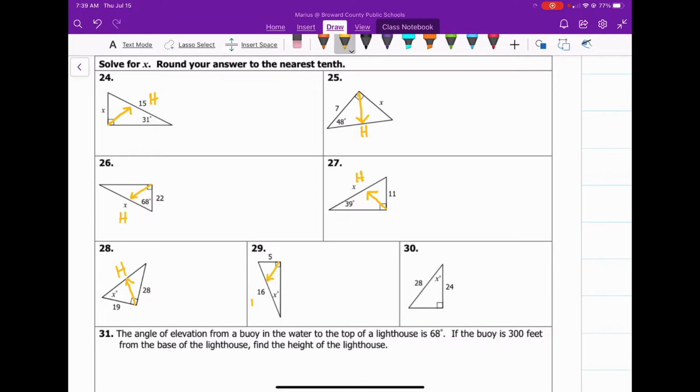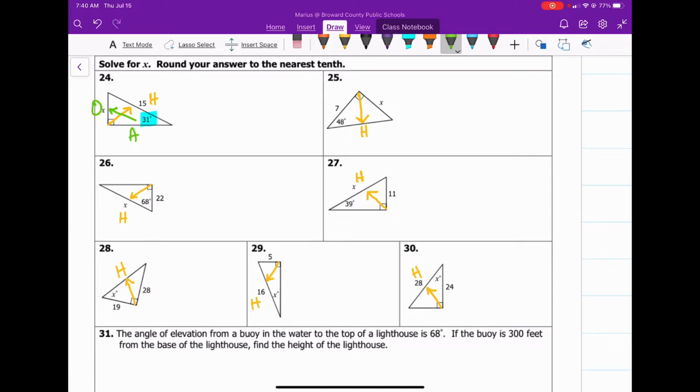Definitely want to get in the habit of knowing where the hypotenuse is for a right triangle. And remember, it's always opposite the right angle, okay? Now, for number 24, we always want to highlight the angle. Once we highlight the angle, and I'm going to use the blue highlighter, then we can determine what's opposite and what's adjacent. Okay? Let me rewrite that O.